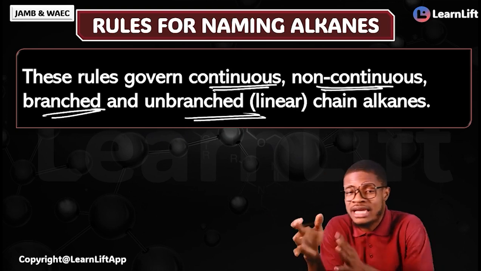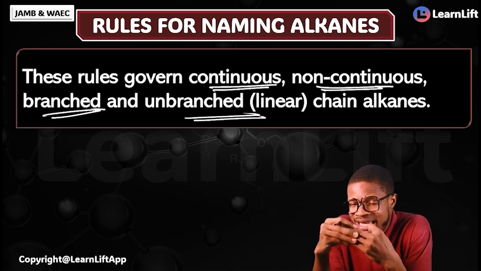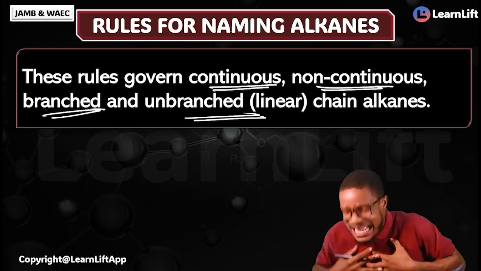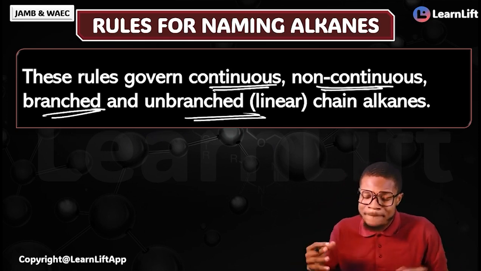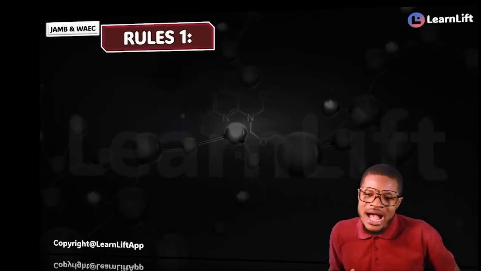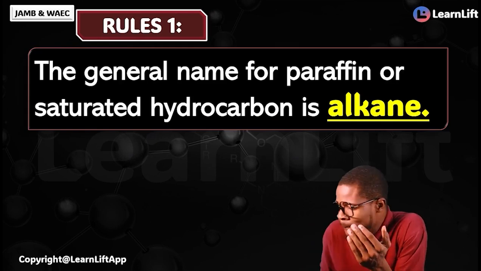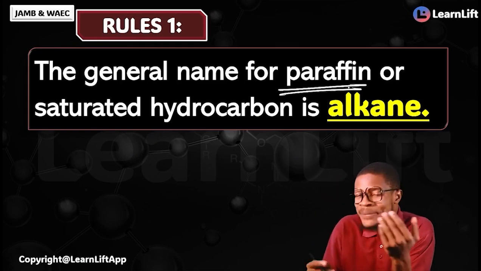And how many rules altogether? I'm going to give you a total of 8 rules in naming alkanes. 8 of them. Let them be part of you. Are you getting me now? Bind them around you. Let them be an integral part of you. Rule number 1 for naming alkanes. What is it? The general name for paraffin. We said that alkanes or paraffins.